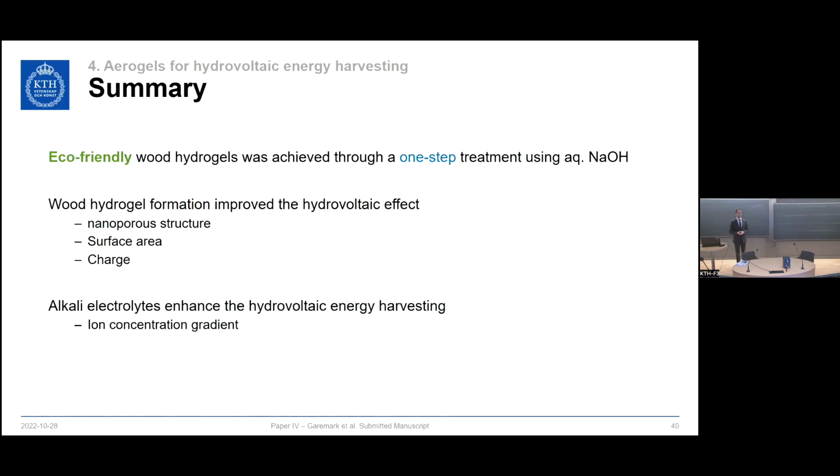So in summary, we produced an eco-friendly wood hydrogel in a one-step process using aqueous sodium hydroxide. We then saw that the wood hydrogel formation led to an improved hydrovoltaic effect, and it's likely because of the higher nanoporosity, the higher surface area, and the higher surface charge. We then saw that by using an alkali electrolyte, we can enhance the hydrovoltaic energy harvesting by enforcing an ion concentration gradient over wood.